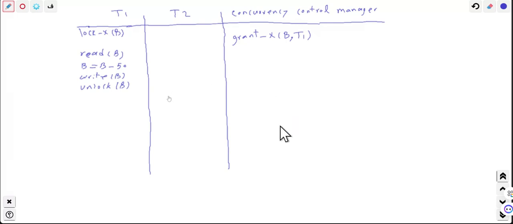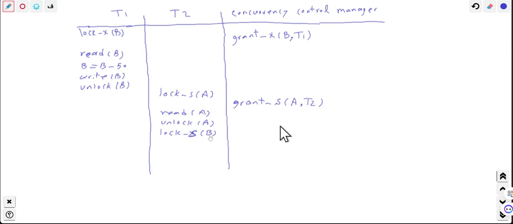Now suppose T2 executes its first instruction, which is lock S A. This request is sent to the concurrency control manager, and there is no lock on A at the moment, so the manager can grant lock S on A for T2. After granting the request, T2 can continue and read A is executed. After that, the next instruction is unlock A. Then the next instruction is lock S on B.